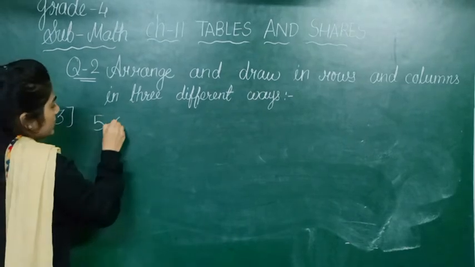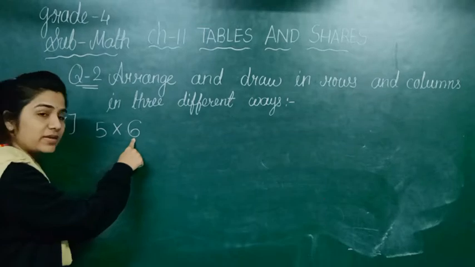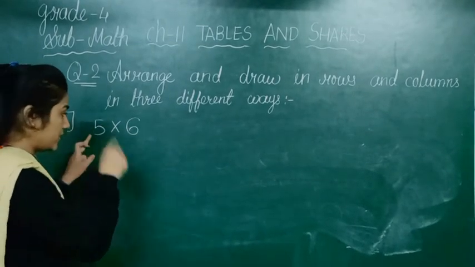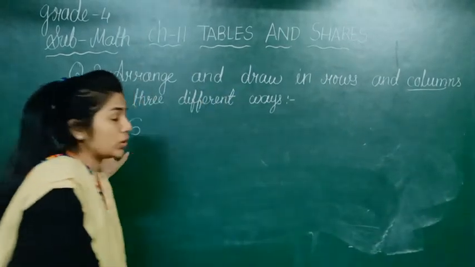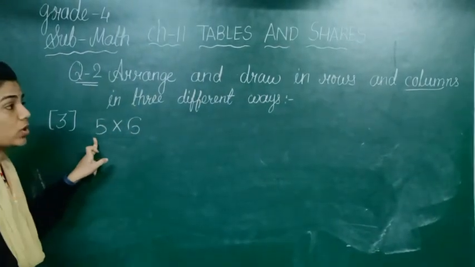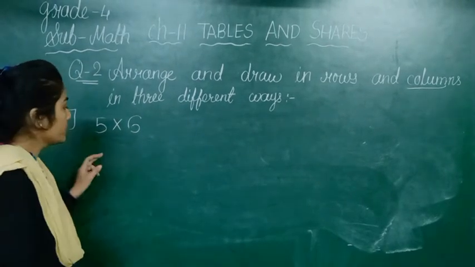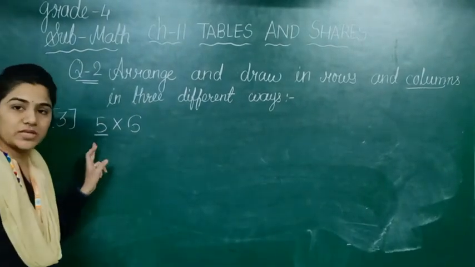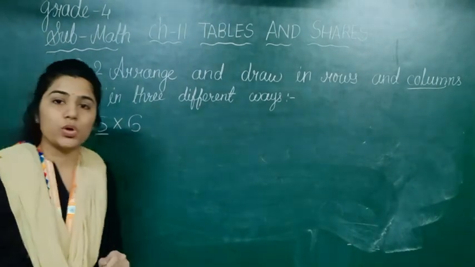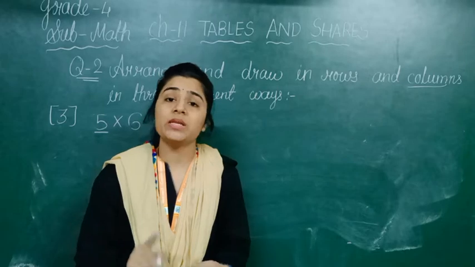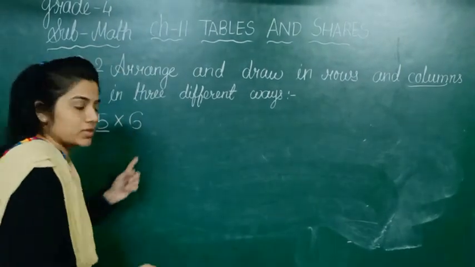Now number 3, that is 5 6 are. So 5 multiplied by 6, it is given 5 6 are. Here I am drawing columns, because in the previous two questions I drew rows. Now how can we draw columns according to this 5 multiplied by 6? See, this is 5, the first digit. So we will draw 5 columns, and in each column we will draw 6 circles.